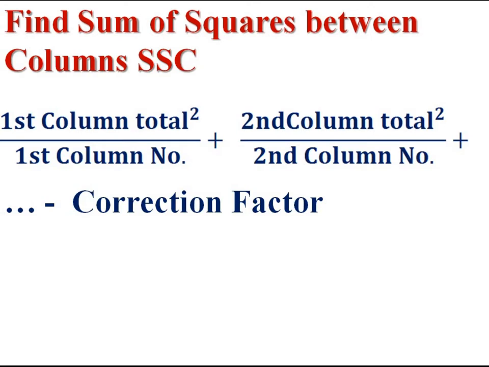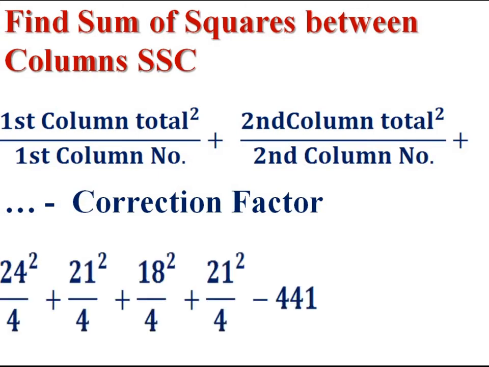First column total square divided by first column number plus second column represents second sample. Second column total square divided by second column number plus similarly third column, fourth column minus correction factor. That is 24 square divided by 4 plus 21 square divided by 4 plus 18 square divided by 4 plus 21 square divided by 4 minus 441. We get SSC 4.5.